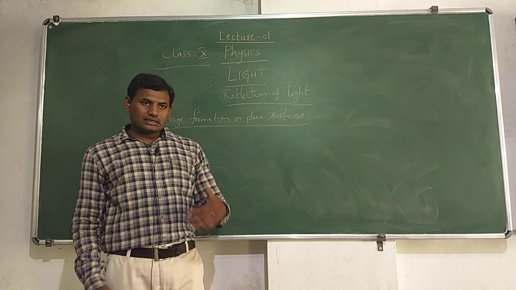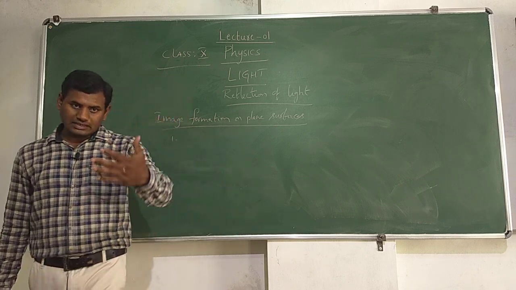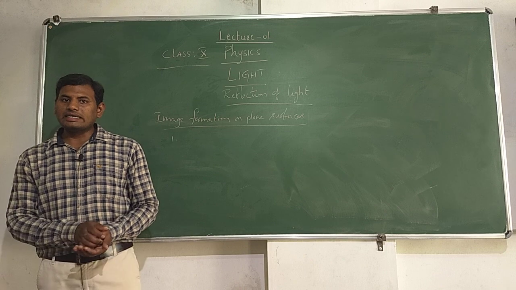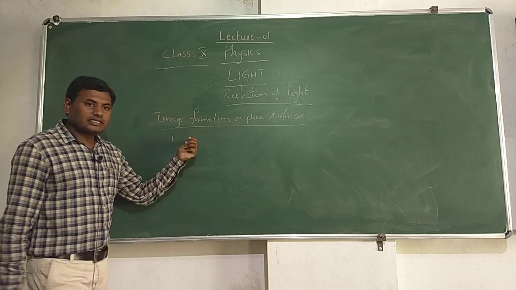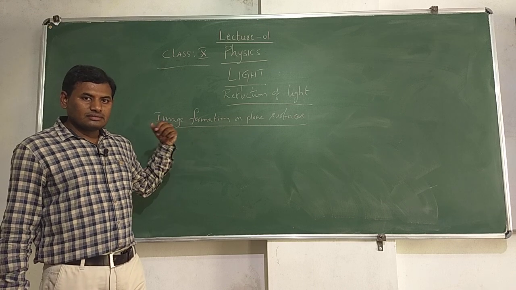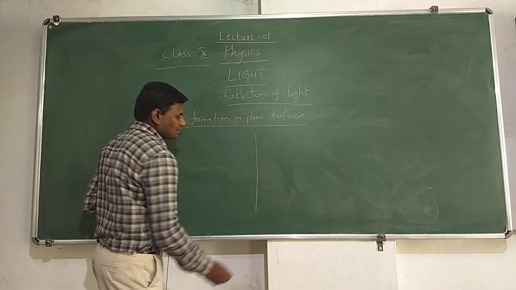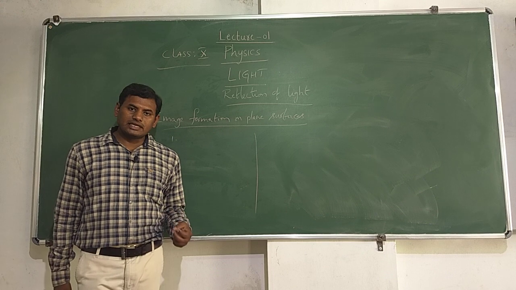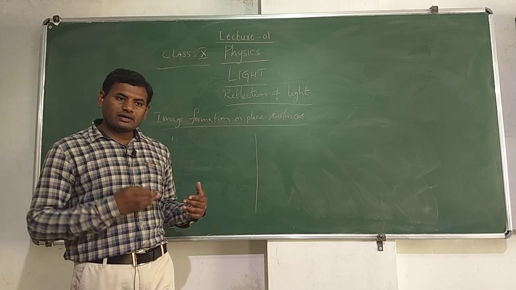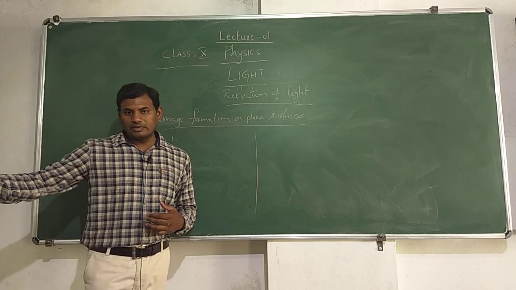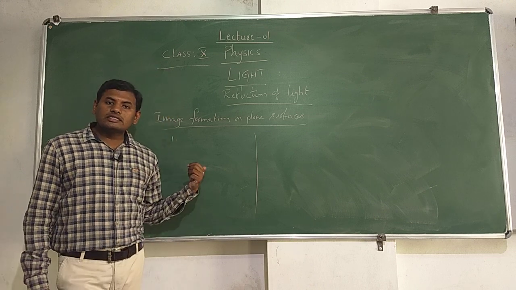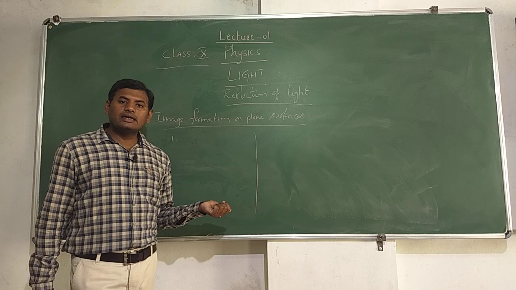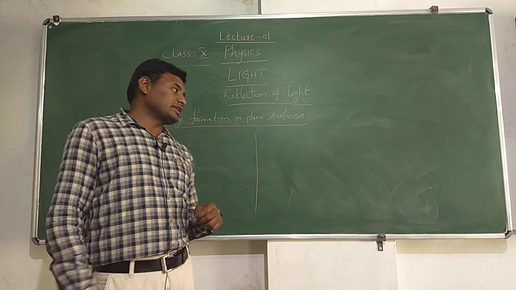So, when we are seeing our face in a mirror, or for example, if we are seeing anything in a mirror, what are the characteristics of that? The size of the object will be the same, and the distance between the mirror and the object will be equal to the distance between the mirror and the image, and the image is always laterally inverted, and the image that is formed is an erect image.